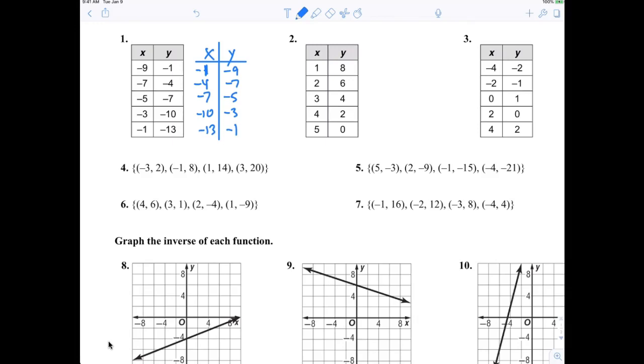Now for the ordered pairs, it's the same thing. Everybody take a look at number 4. Again, the x becomes the y, and the y becomes the x. So for question number 4, we're going to write it as (2, -3), (8, -1), (14, 1), and (20, 3). Anybody have any questions with that? Finding the inverse: switch the x, switch the y. Let me give you 30 more seconds to finish up 5, 6, and 7.